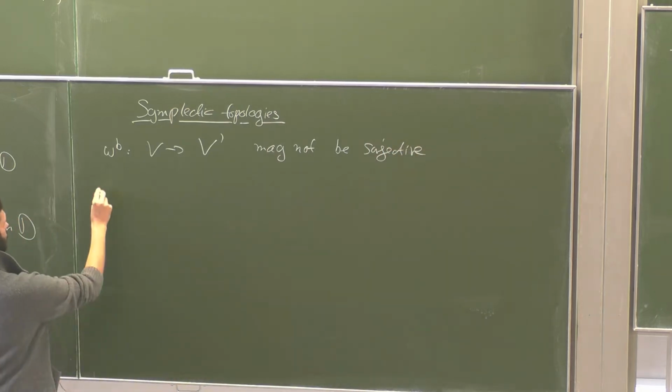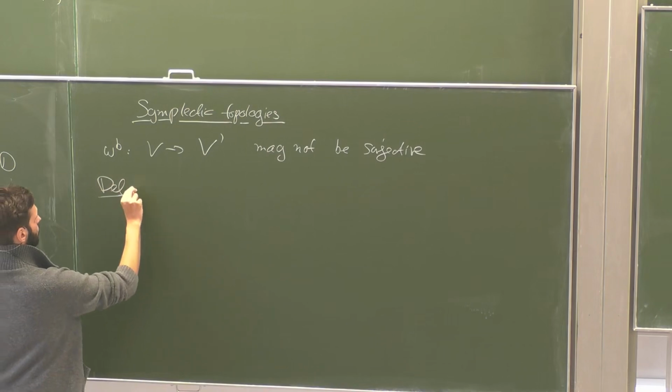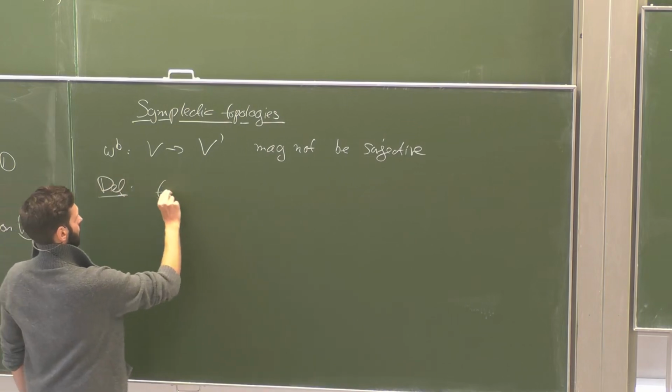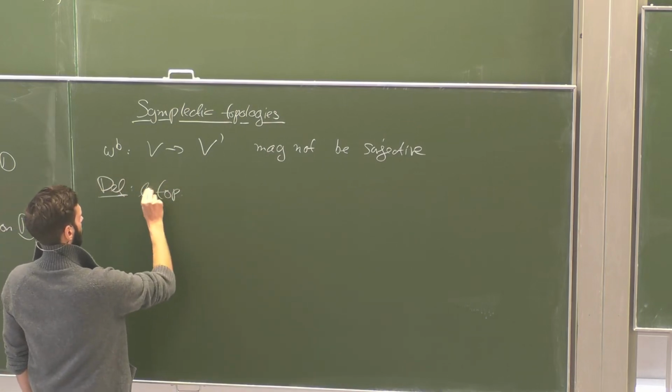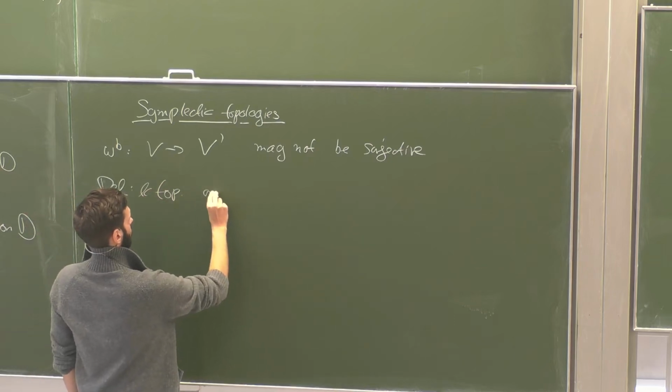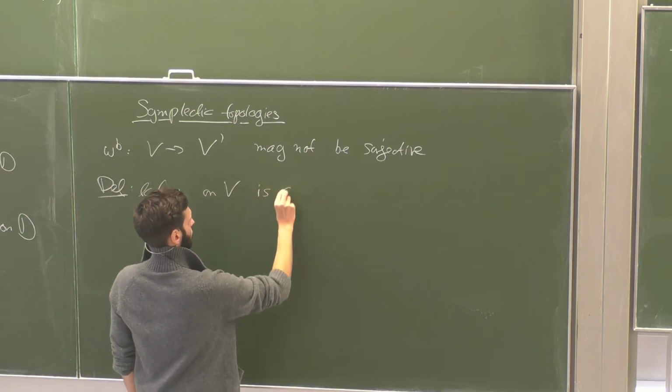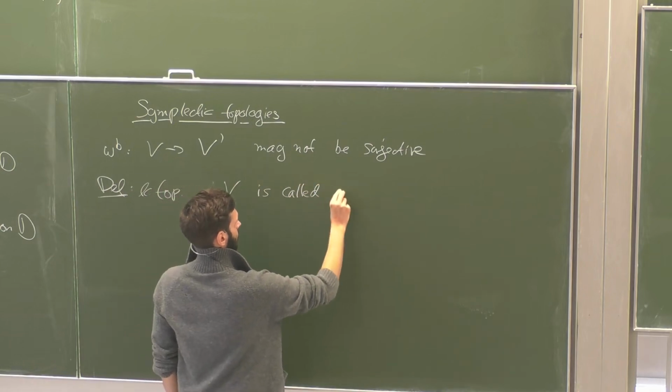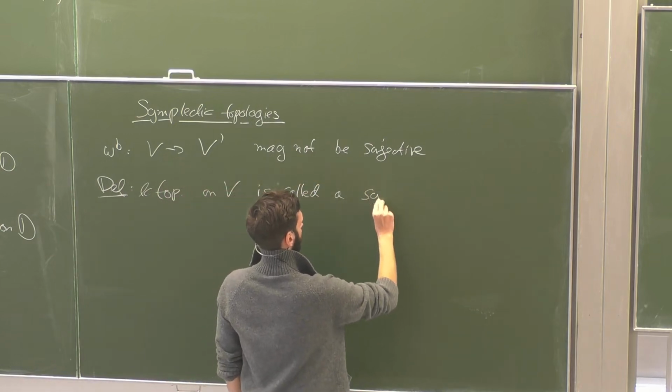So the idea is that the definition is that a locally convex topology on V is called a symplectic topology.